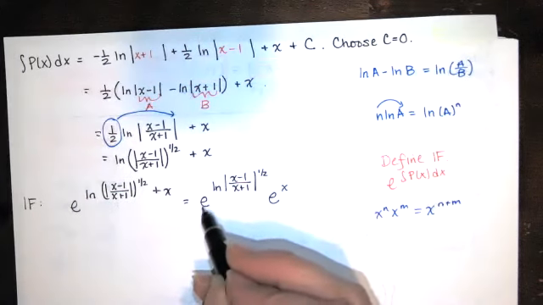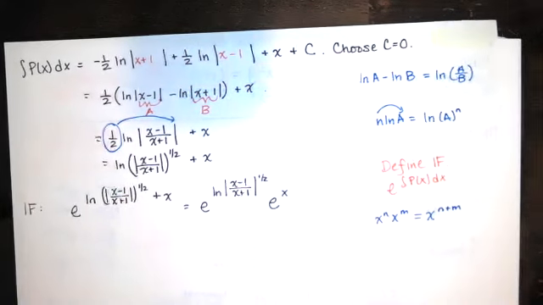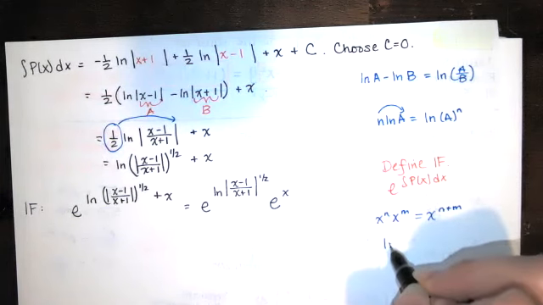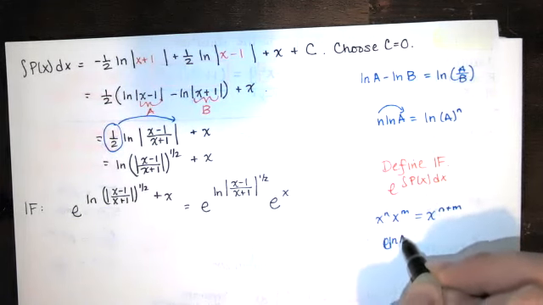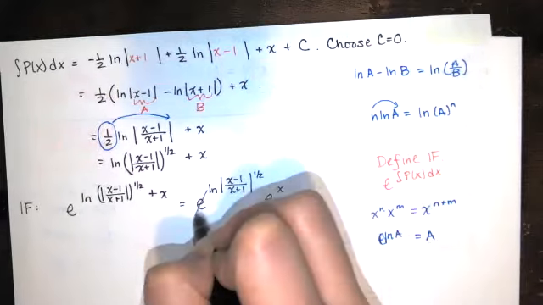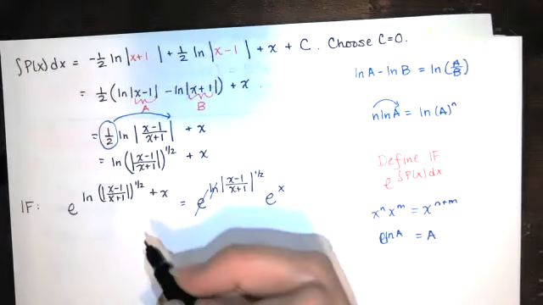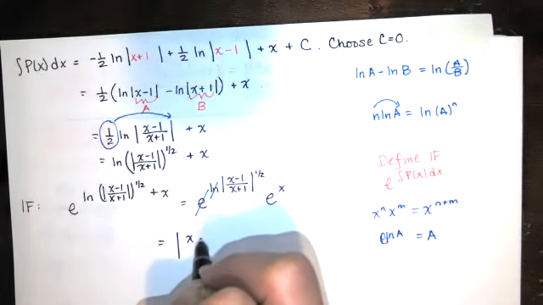And then because exponents and logs with the same base are inverse functions, e to the natural log of a is just a. Those undo each other. And we end up here.